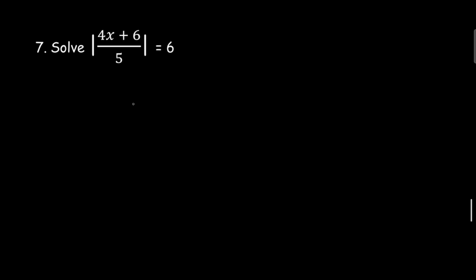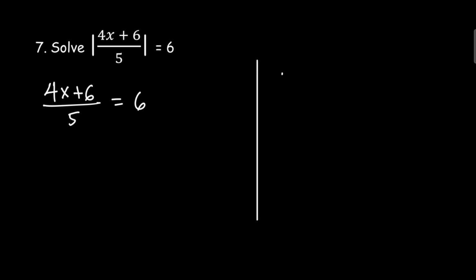All right, so you notice that for this question we have a fraction in the absolute value. So in this situation the method is the same. What we are going to do is write the two equations. The first one is going to be the absolute value of 4x plus 6 divided by 5, and this is equal to positive 6. And the second equation is going to be 4x plus 6 divided by 5, and this is equal to negative 6.